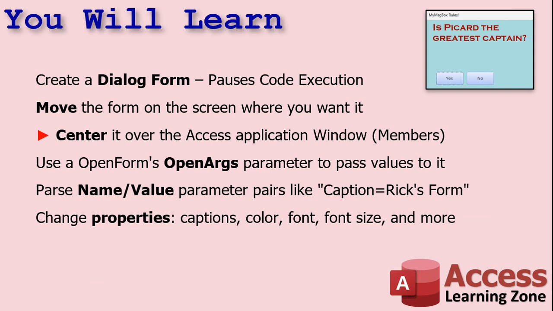We are going to learn how to make a dialog form. Now, a dialog form isn't like a regular form. If you open up a regular form with your VBA code, the code continues to process, right? So it pops the form up and continues to do stuff. With a dialog form, it pauses the code execution. So you can pop up this form and then wait for the user to do something. And that is exactly how we're going to build our message box.